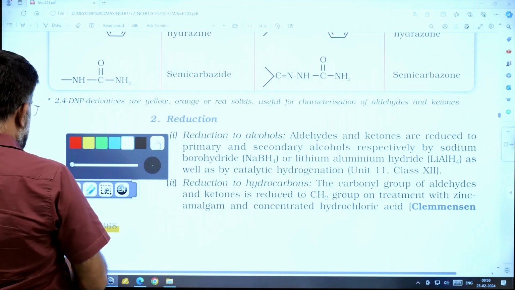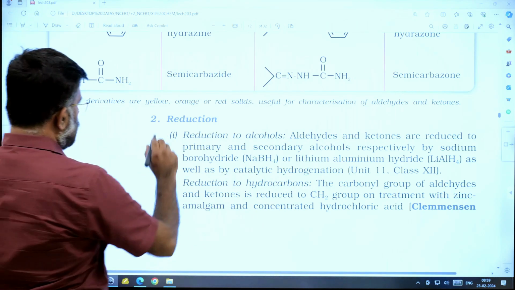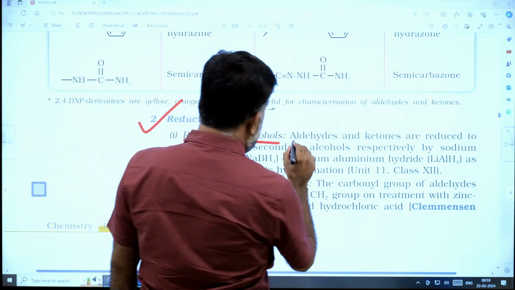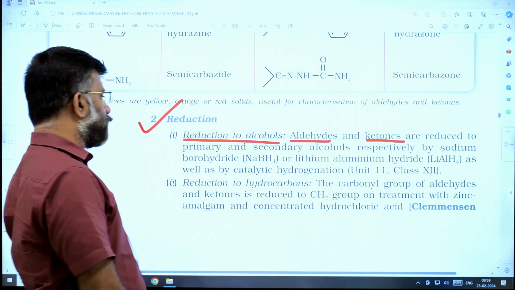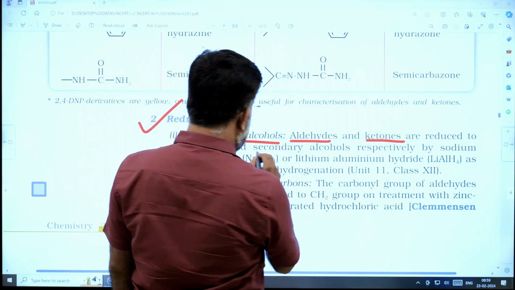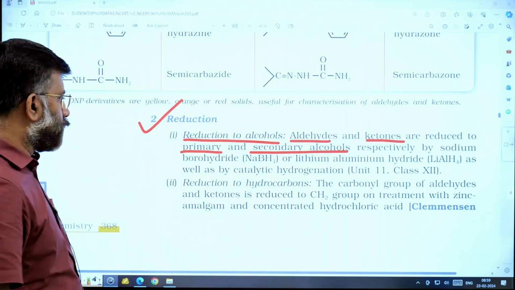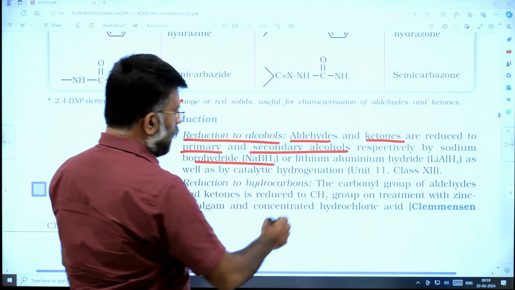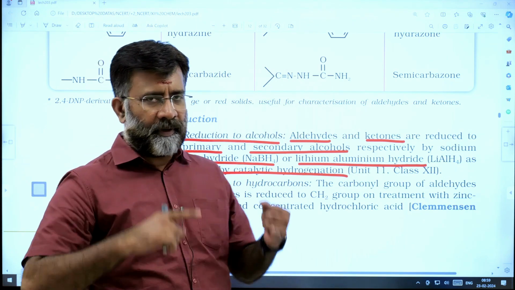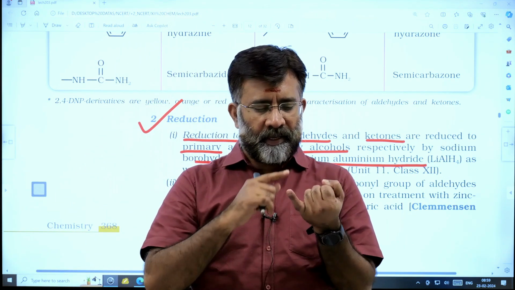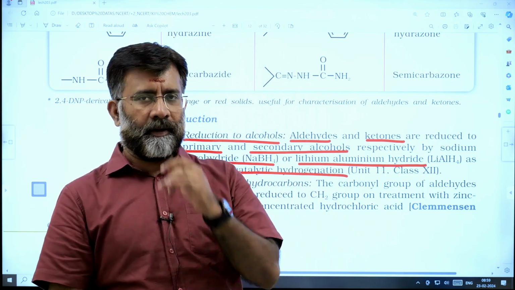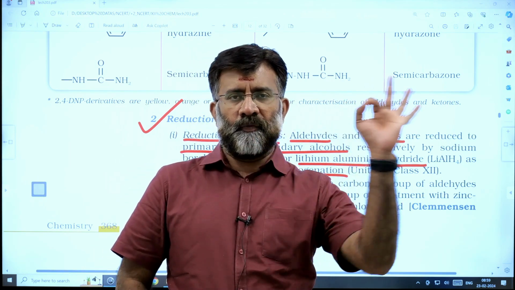Next one, we have already discussed the reaction. It is reduction to alcohols. Aldehydes will be reduced to primary alcohol and ketones will be reduced to secondary alcohol by using either sodium borohydride or lithium aluminum hydride or catalytic hydrogenation. It can be done by lithium aluminum hydride or by the slightly milder sodium borohydride. It can also be done by catalytic hydrogenation. Aldehydes will turn to primary alcohol.